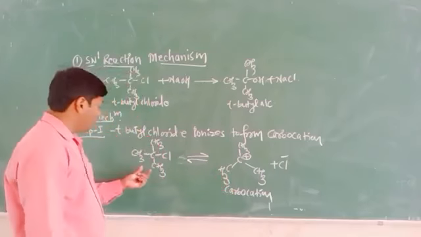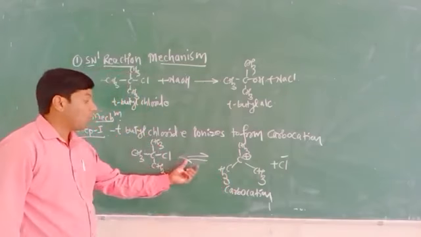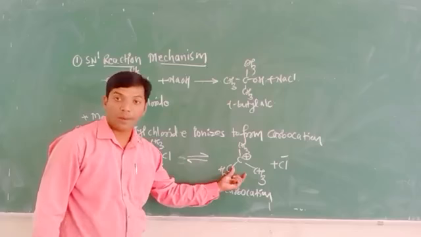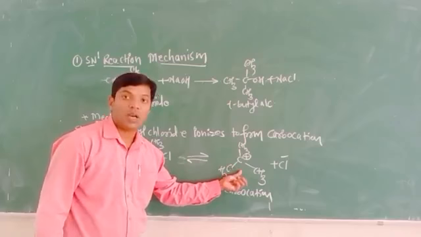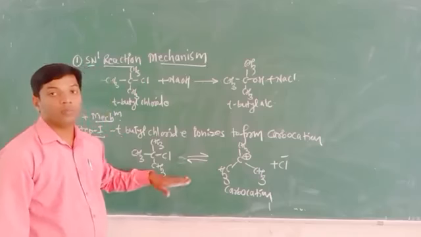What is the first step? The given tertiary butyl halide or chloride undergoes ionization. It gives carbocation. What do you mean by carbocation? It's very important. A carbon atom possessing positive charge is called a carbocation. Plus it gives Cl minus. This is the first step.